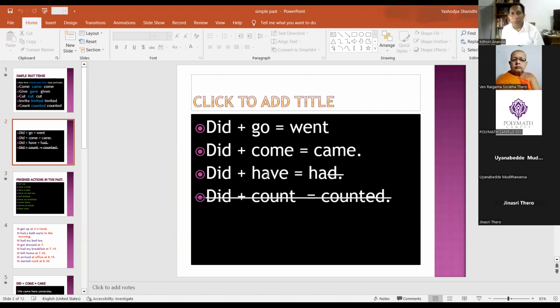We can line up all the ordinary verbs of the language, simple past form. So we should understand this is how they get formed, whatever the verb it may be. All the simple past forms are formed like this.